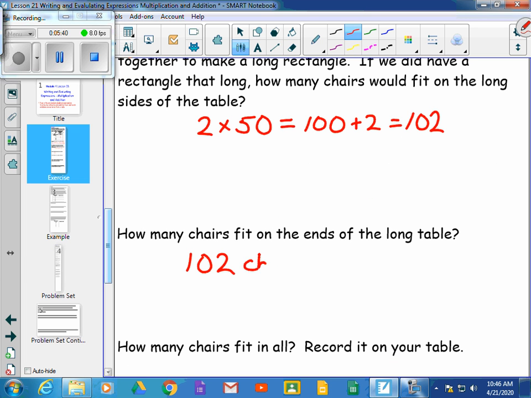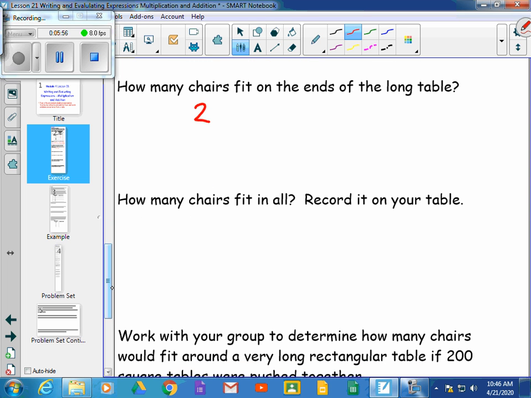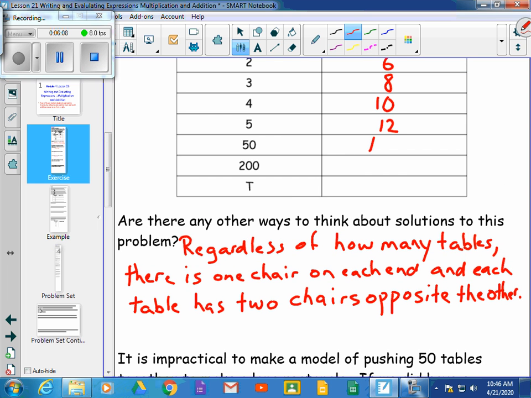Let me back up here. 100 on the sides, and then you have 2 on the ends, and then how many chairs in all? You would have 102 chairs. So for 50 tables, back on our table, we're going to have 102 chairs.